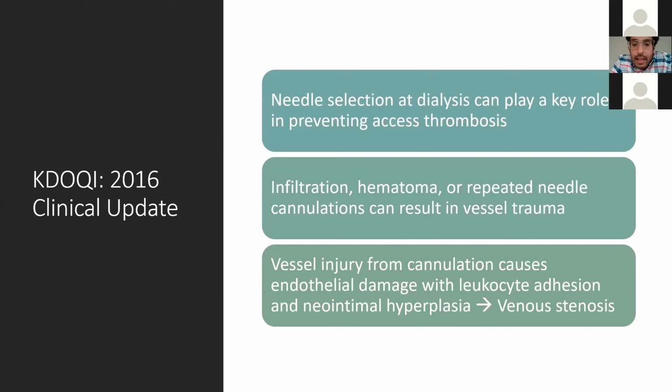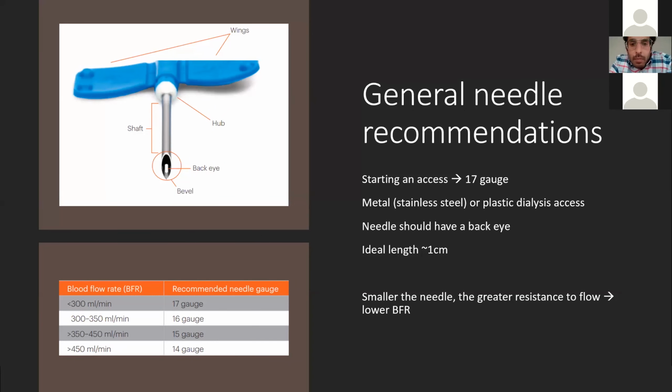And again, that vessel injury can result in endothelial damage, which causes leukocyte adhesion and neointimal hyperplasia, and that leads to a venous stenosis. So again, just the concept that even the needle that you're using at dialysis can be prone to causing thrombosis. So they have these general needle recommendations to start with the access needle, like a 17 gauge needle, and use metal, stainless steel, or plastic dialysis needles. And then the needle should have a back eye, and the ideal length should be about 1 centimeter.